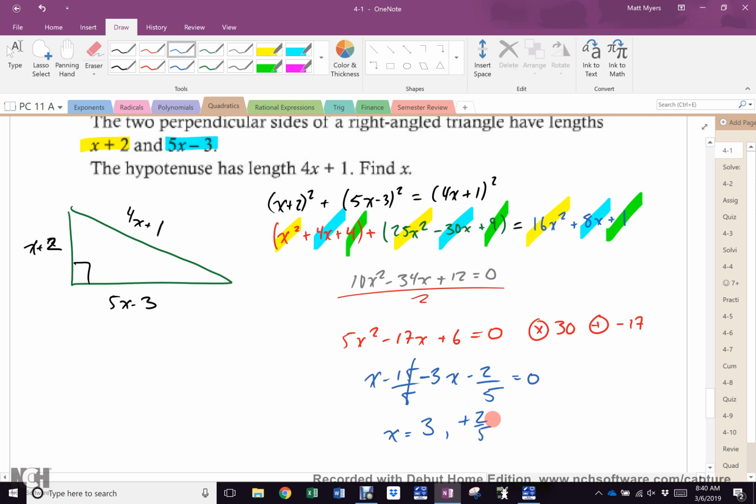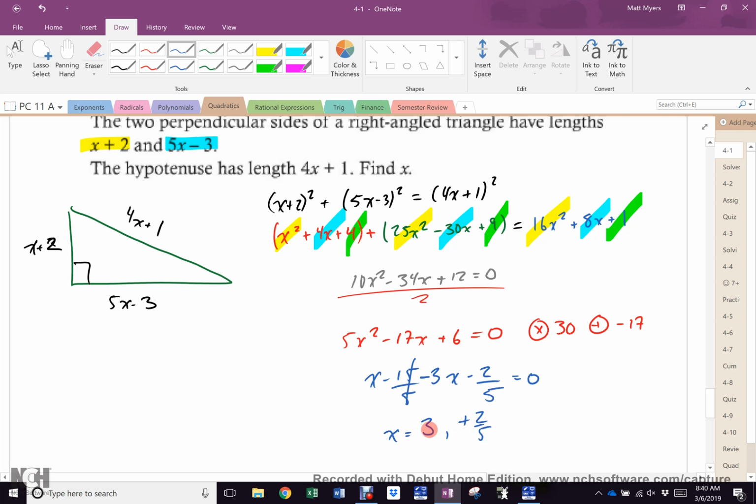Okay, now that is the math you have been taught, right? Now that tells me that x is 3 or 2/5. Yes? Now, using your brain, how many answers can there be for x in this situation? There could be two answers. This triangle could be two different things. There could only be what? One answer, right?